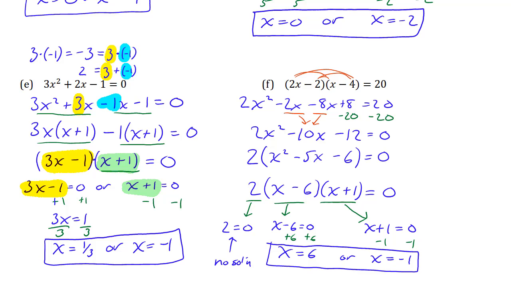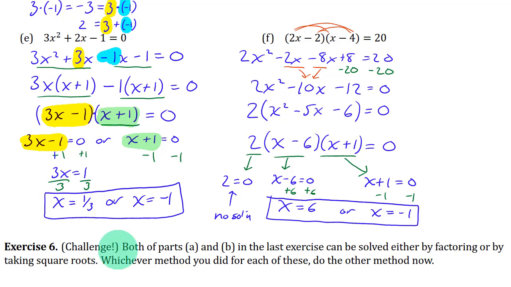Okay, let's look at exercise 6. This is a challenge one. Again, these challenge ones are kind of optional, but you should do them if you're able to do the other ones and you want to challenge yourself with some harder stuff. So let's see. Both parts A and B in the last exercise can be solved either by factoring or by taking square roots.